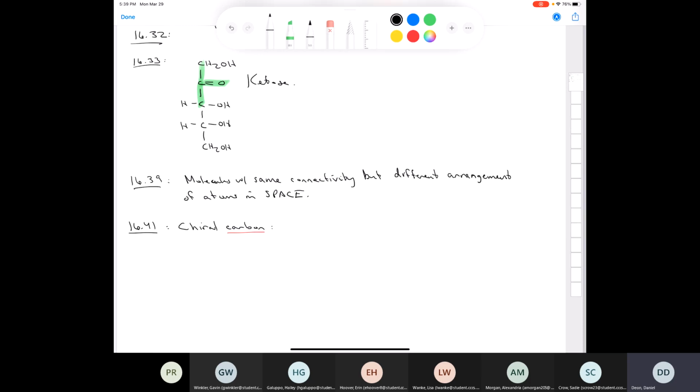But I would be even more specific. So a chiral carbon is a carbon attached to 4 different groups. Different groups. Right, let's say we have a carbon, and attached to that carbon we have a methyl group, we have an ethyl group, we have a propyl group, and we have an isopropyl group.